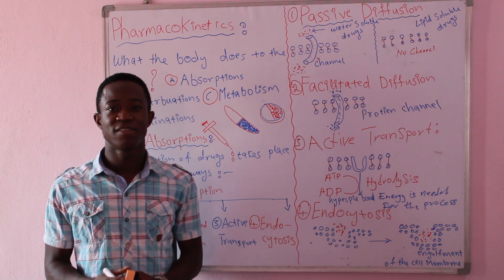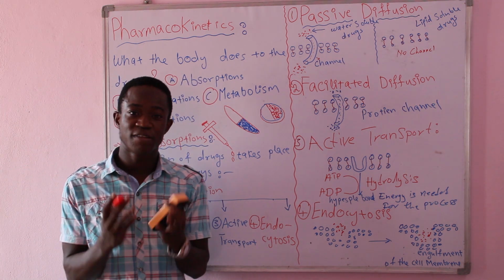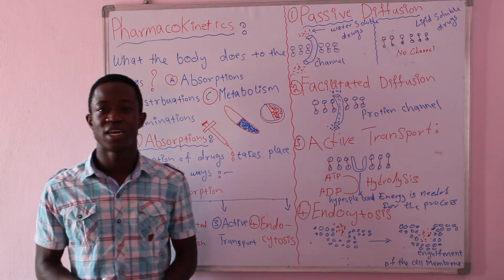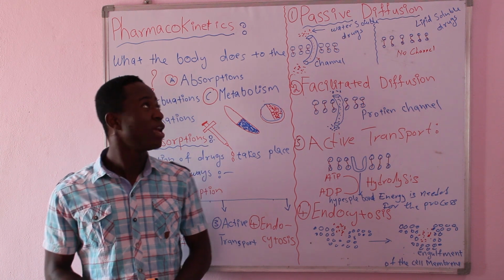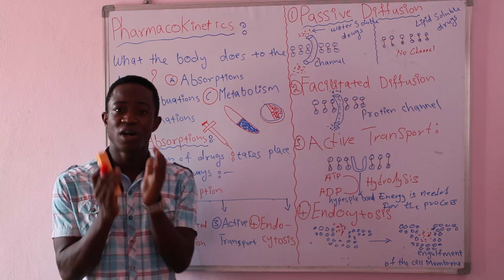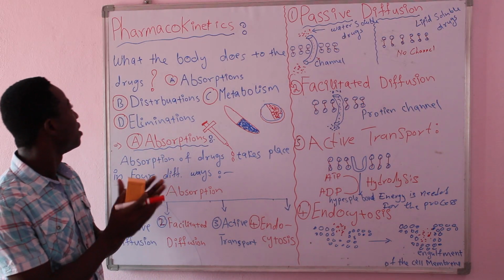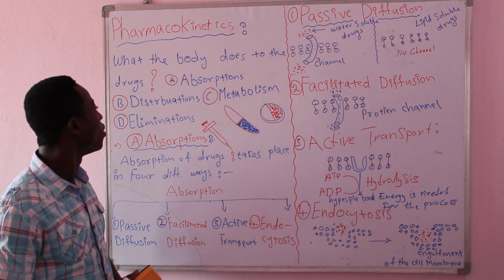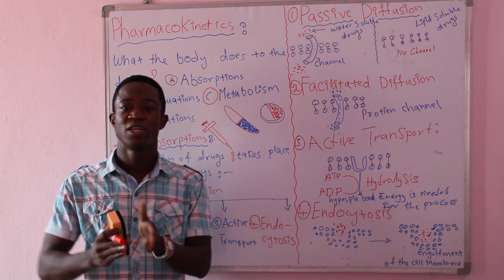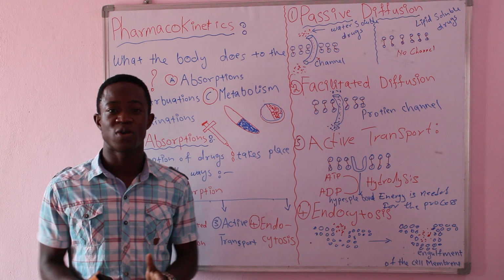Before studying the mechanism of actions of drugs, it is important to understand what pharmacokinetics and pharmacodynamics are. But today we'll be going through pharmacokinetics. Pharmacokinetics is what the body does to the drugs. To quickly remember, what the body does to the drugs is what we call pharmacokinetics.